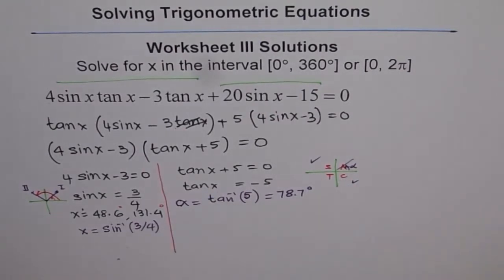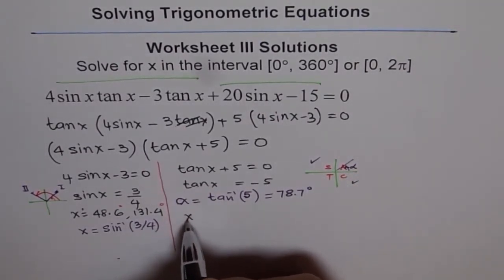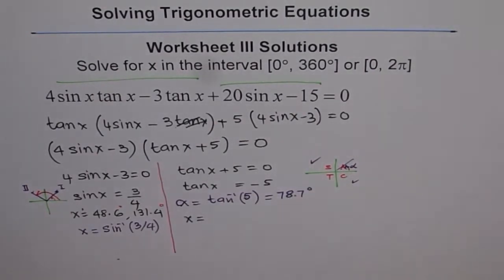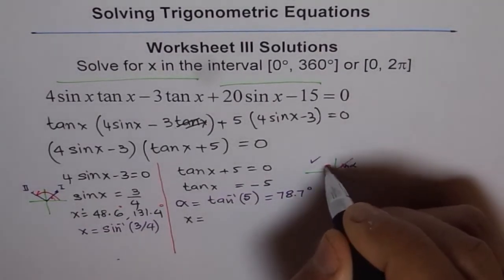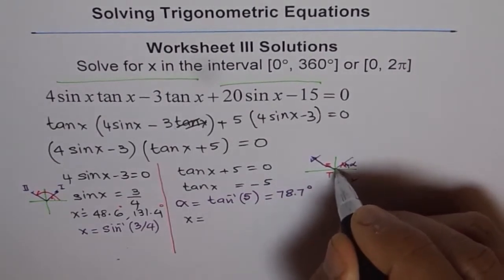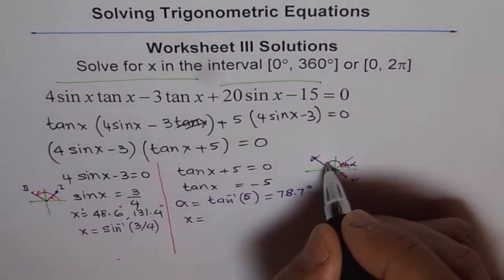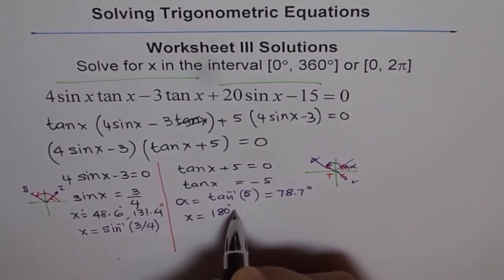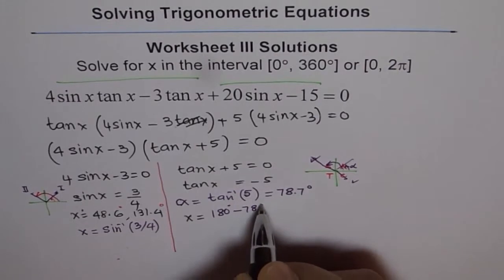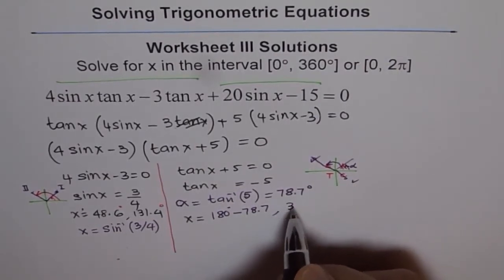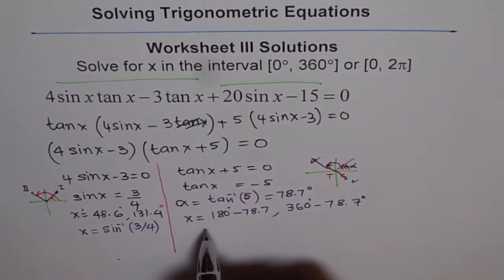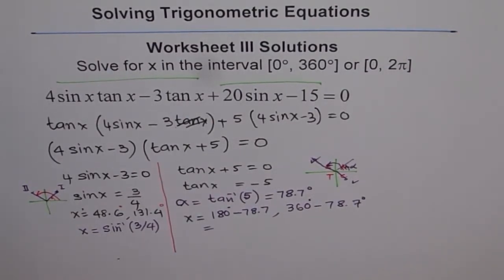So what is the value of x? Now I can write the value of x. So the possible values of x is 1 in this quadrant, so let me write this as, so these are two possible values, one here and the other one here, correct? So that one will be 180 minus this value. So let me write like this, 180 degrees minus 78.7, and the other one is 360 degrees minus 78.7 degrees, right? So we get two possible solutions, and let me check them.